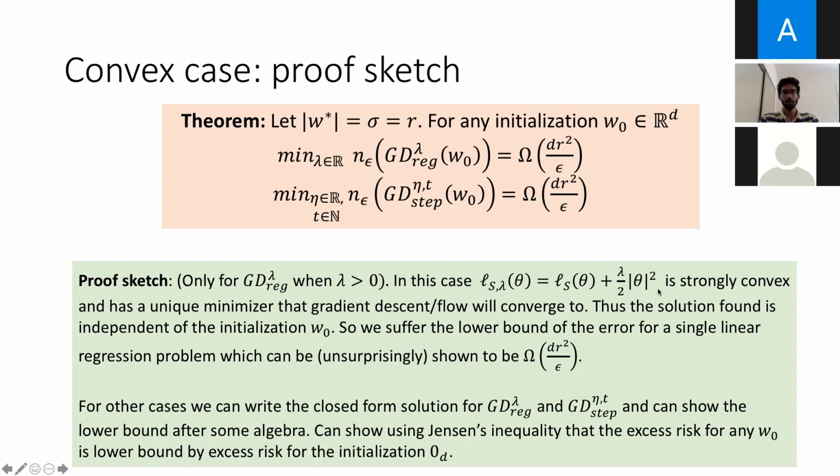So regardless of what initialization W0 you use, gradient flow or descent will just converge to that unique minimizer. So it's going to be independent of the initialization, and the initialization doesn't help you in any way. So you're just going to suffer the lower bound of doing linear regression without any additional knowledge. And it's believable that this is basically d r square over epsilon.